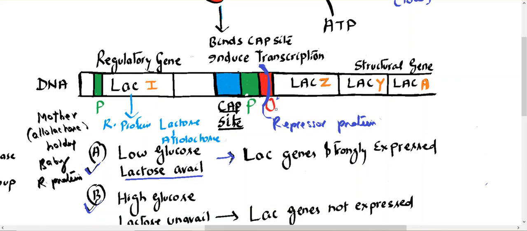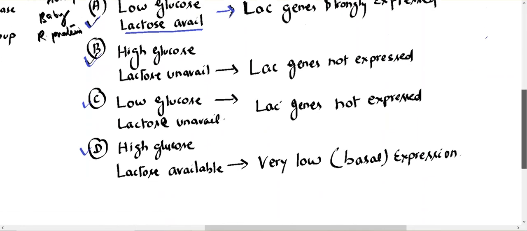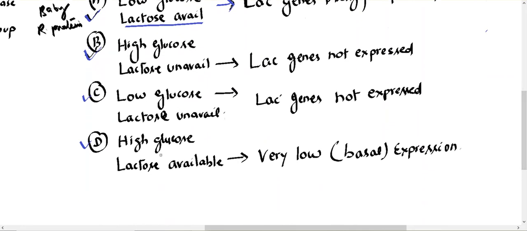So the operator is active, promoter is active, but CAP is not active. Why is CAP not active, guys? Because there is high glucose. They can only be activated with low glucose. So lac genes are expressed, but very low, the basal expression. This is how E. coli utilizes lactose, and the Lac Operon breaks the lactose and they use it as an energy source.